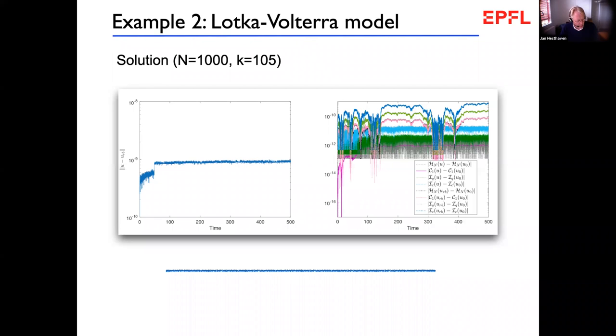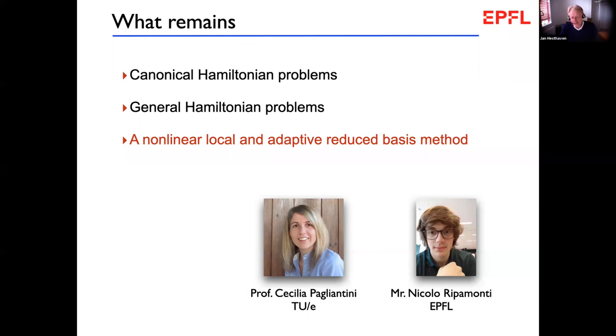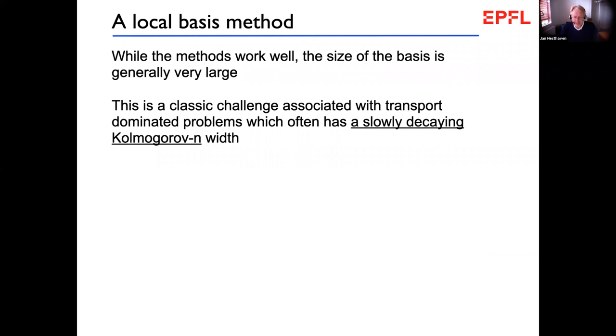So this can be done also for the general Hamiltonian problem, but it's considerably more complicated. But the big challenge that is beginning to show its face here is that the size of the basis that we need in order to solve these problems quickly becomes very large. This is a known problem. It's associated with the decay of the Kolmogorov n-width, which talks about how small of a basis you can use to represent the manifold.